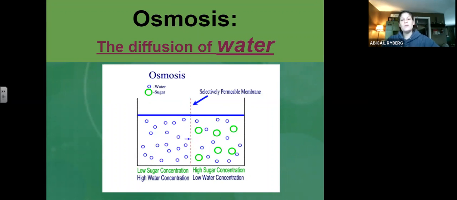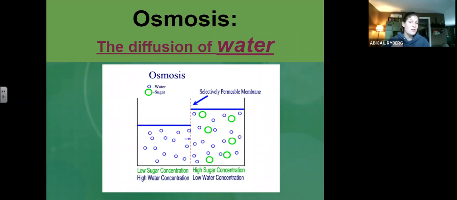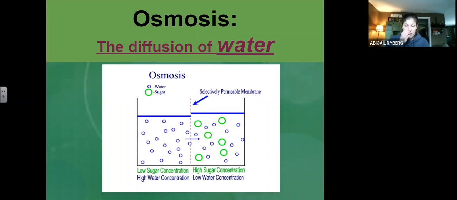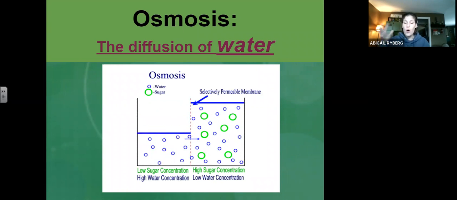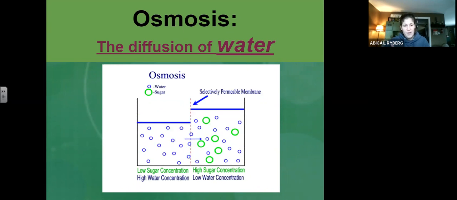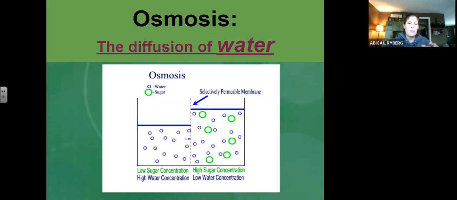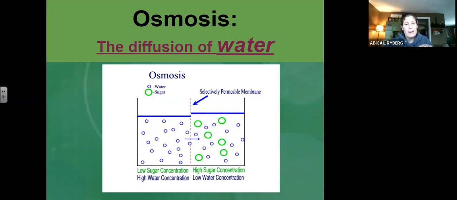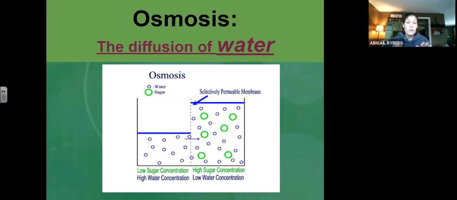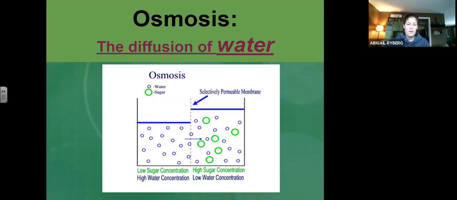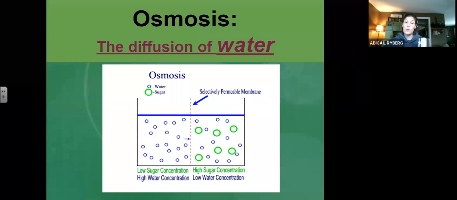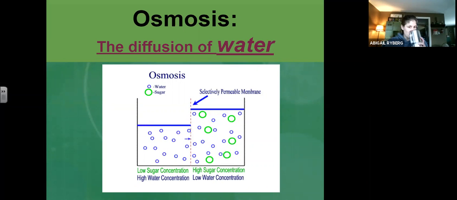The term osmosis refers specifically to the diffusion of water. So osmosis is always water. So water is still going to be moving through a semi-permeable membrane here, but it's only water. So nothing else is going to be moving through except water, if we're looking specifically at osmosis.